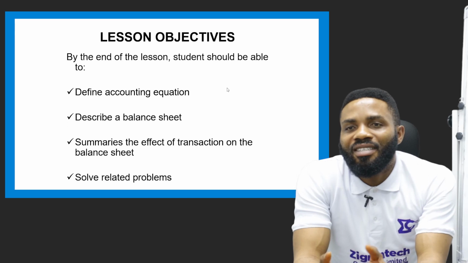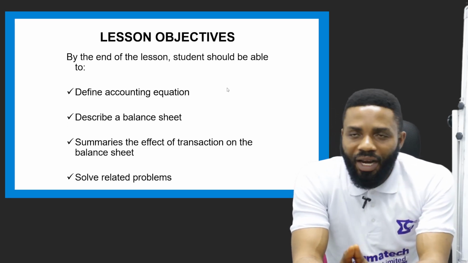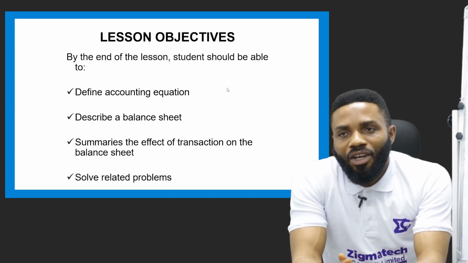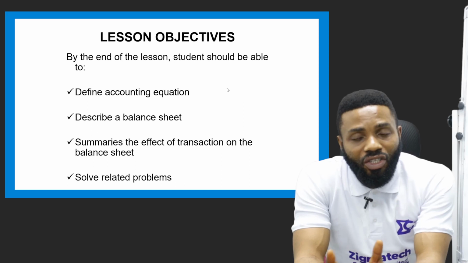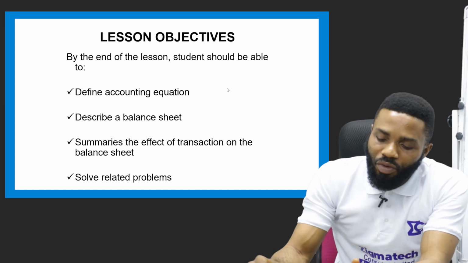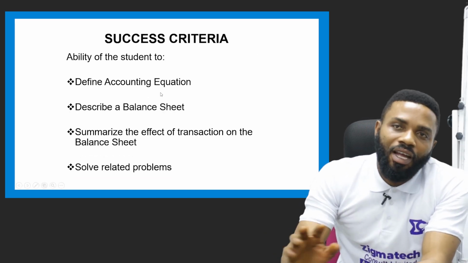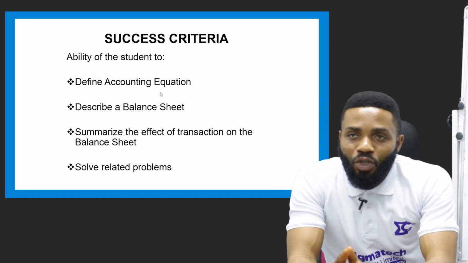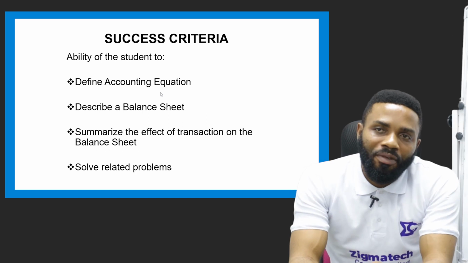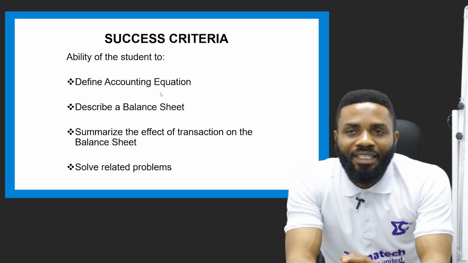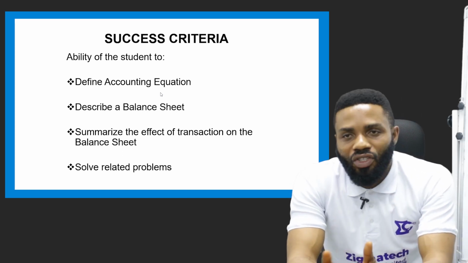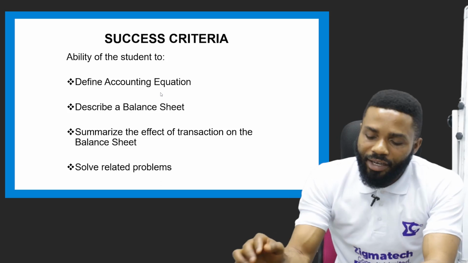Number two, can we describe in a nutshell what a balance sheet is? Number three, can we summarize the effect of transaction on the balance sheet? And then can we solve related questions? If we are able to do this, then we've been able to achieve our objective. Now, like I said before, our success criteria will be determined by our ability to define accounting equation, describe a balance sheet, summarize the effect of transaction on the balance sheet, and then solve related problems.